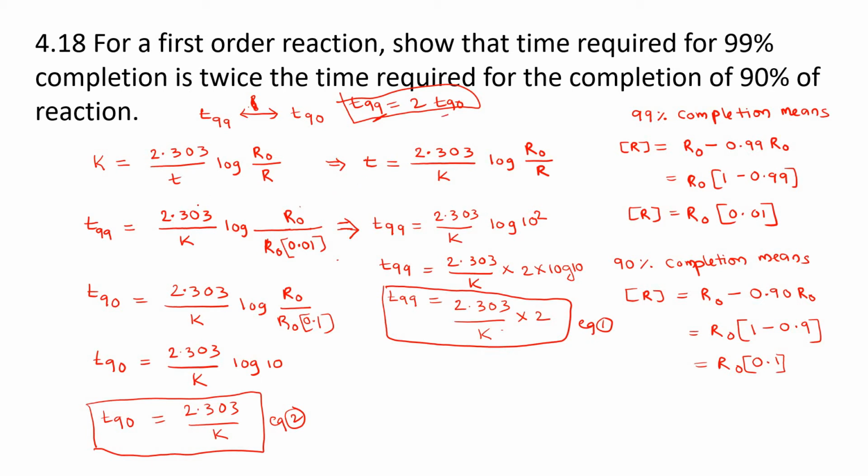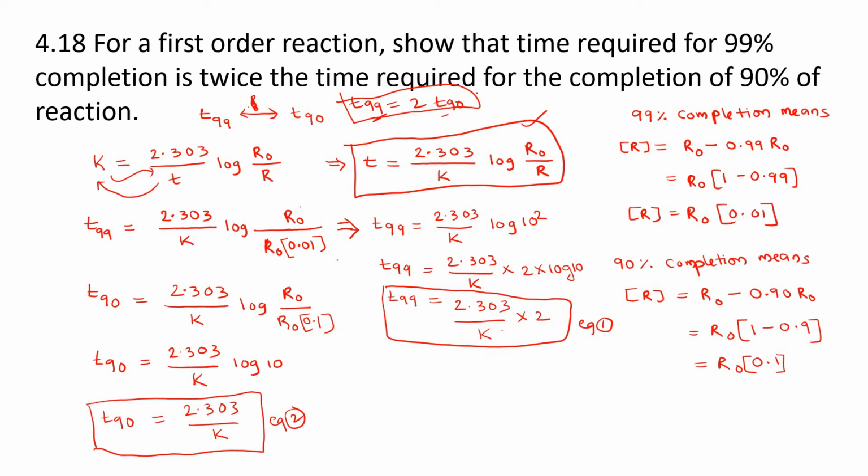So what I am doing here, first of all, we'll take the first order formula. This is the formula I have taken. K is equal to 2.303 by T into log R0 by R concentration. Now from this one, derive the T formula. Send this K value here and T value, and you get this formula. Now we are using this formula. They didn't give the K value, but we can calculate it by using this formula.